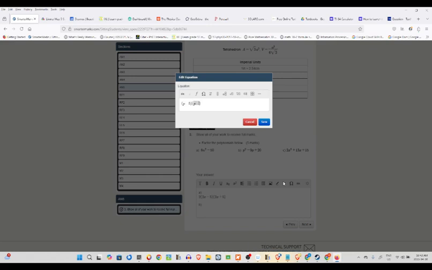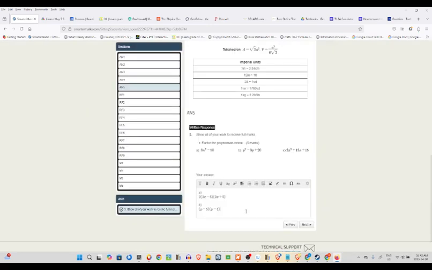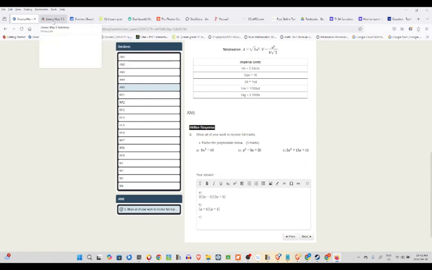We can write them in any order, so I'll just ignore that first typo. I was intending to do the 4 first. And now we're on C. 2x squared plus 13x plus 15.